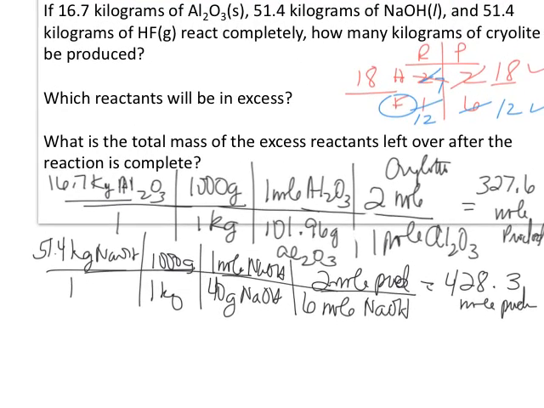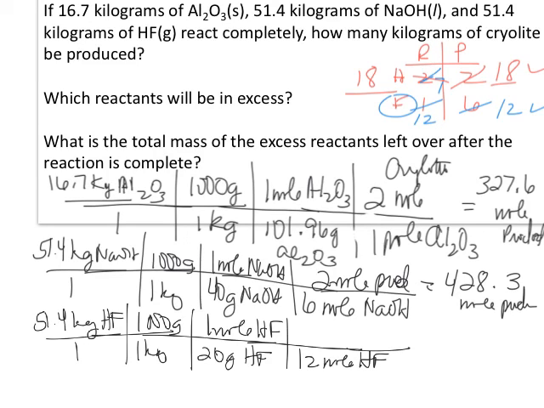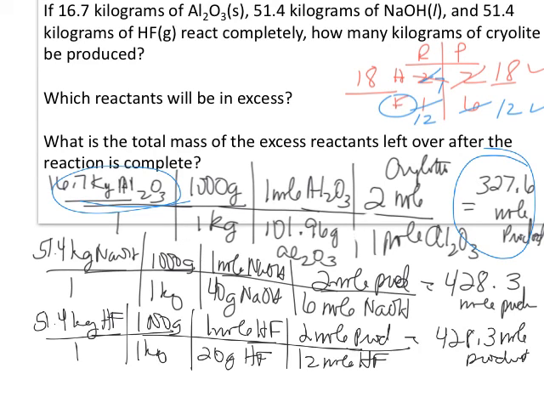And what's the last one? The other one's 51.4 as well. 51.4 kilograms of HF, 1 kilogram per 1,000 grams. HF's molar mass is 20 grams of HF for 1 mole of HF. And looking at our balanced equation, for 12 moles of HF, we have 2 moles of product. And when you put this in your calculator, you should get 428.3 mole of product. So your limiting reagent then is your aluminum oxide.